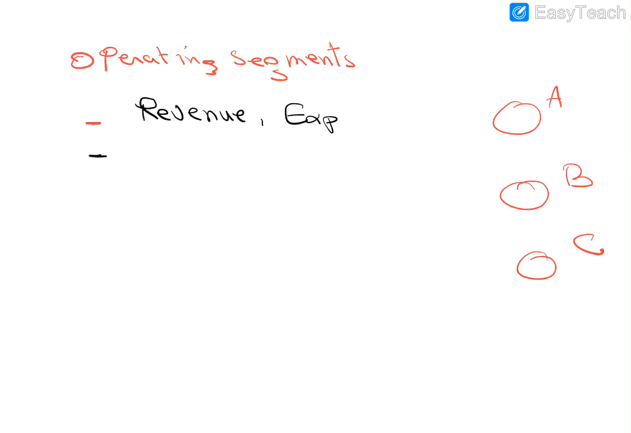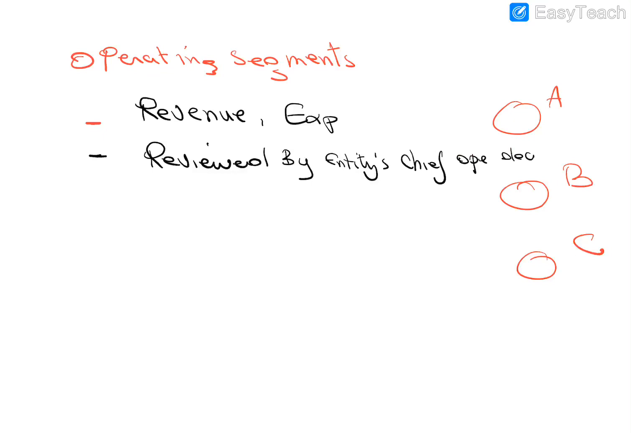The second thing, there should be someone reviewing them, okay? The segment is reviewed by the entity's chief operating decision maker, okay? This person can allocate resources, review it, and assess the performance of the segments. It can be like the manager of the division or anyone like that.